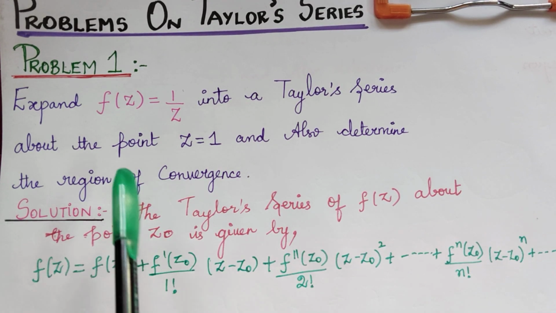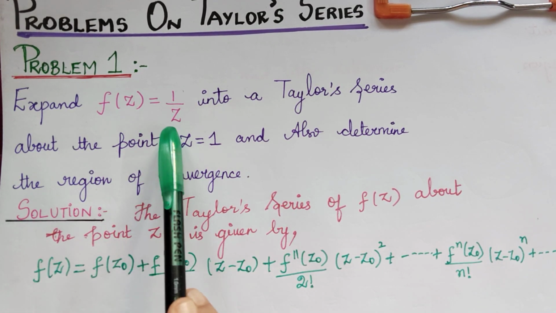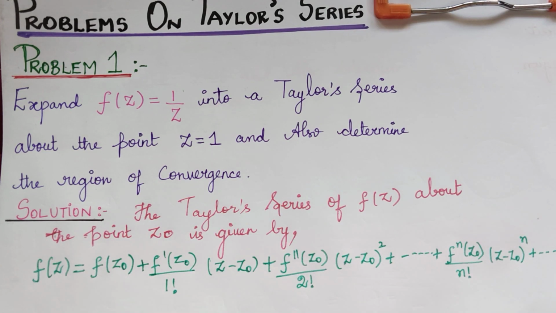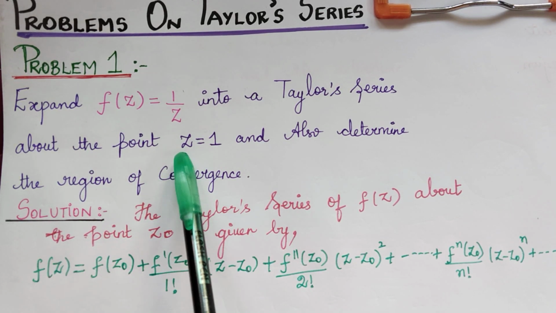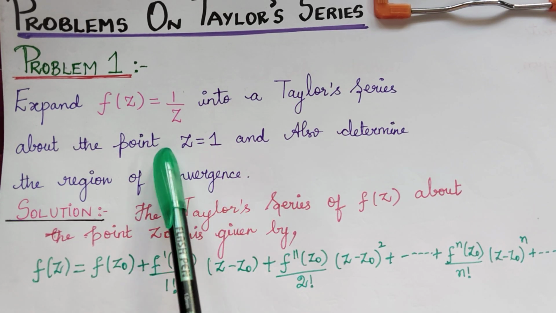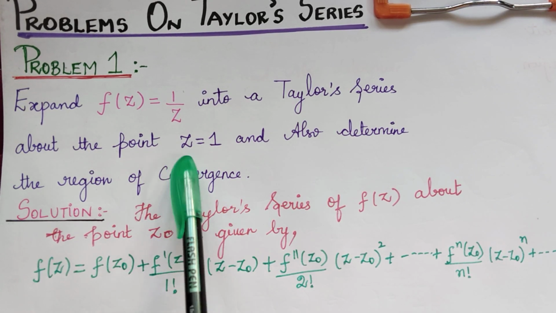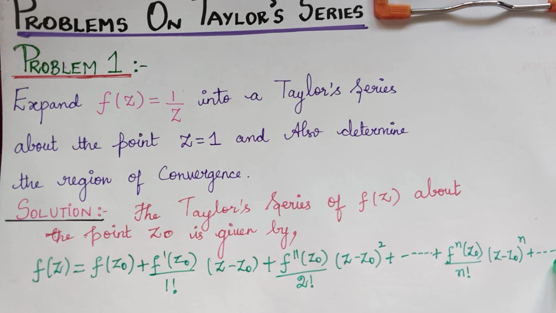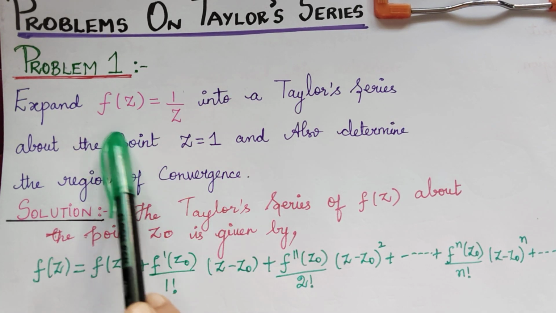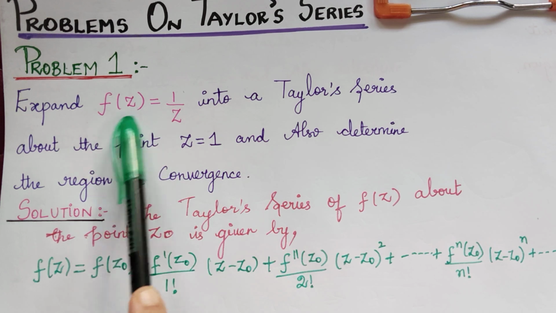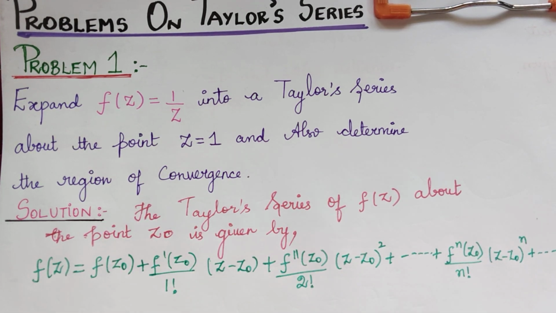Now for the given function f of z equal to 1 by z, we have to find the Taylor series expansion. And this expansion is possible only if f of z is an analytic function, that is analytic at the given point, z equal to 1. It has to be analytic at this point. Therefore this Taylor series expansion can be applied. We already know that f of z equal to 1 by z is an analytic function. Now let us expand this by using the Taylor series.